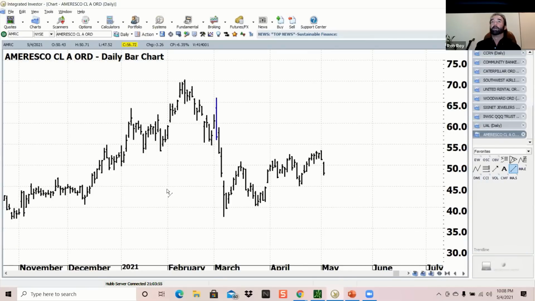Amoresco. Pretty nice ascending triangle. Bottom is at 40, 50. It's not that wide of a triangle, and it's consolidating coming off the big drop. Move to the downside today. You would want to watch for that one.